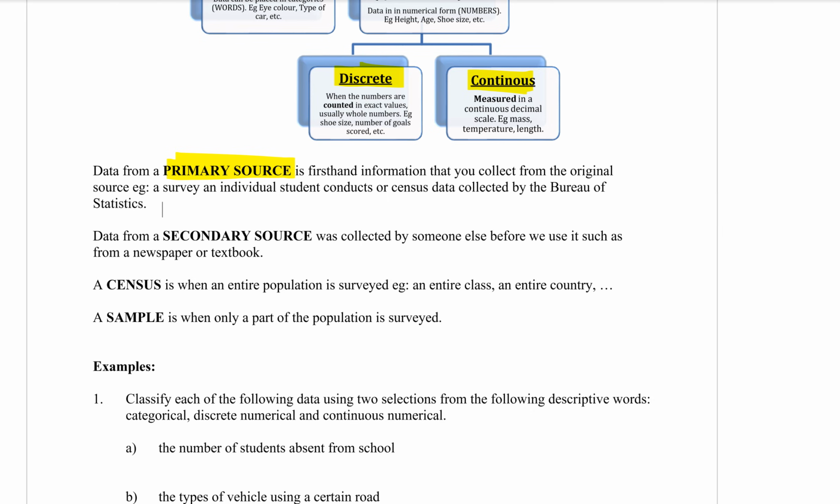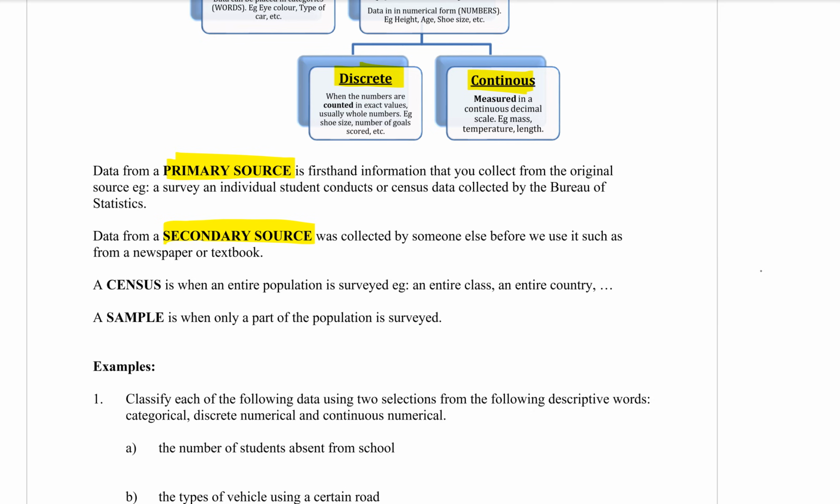Data from a secondary source was collected by someone else before we used it. So for example, if I went to the newspaper and I got some stats out of there, then I didn't collect that information myself. I got it from somebody else and I just used their results. That's a secondary source.